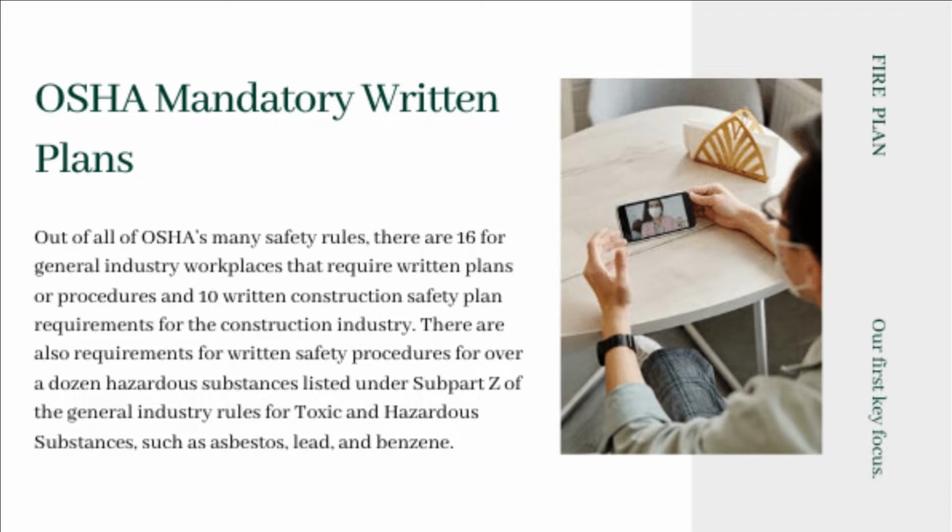OSHA mandatory written plans. Out of all of OSHA's many safety rules, there are 16 for general industry workplaces that require written plans or procedures, and 10 written construction safety plan requirements for the construction industry. There are also requirements for written safety procedures for over a dozen hazardous substances listed under Subpart Z of the General Industry Rules for toxic and hazardous substances, such as asbestos, lead, and benzene.